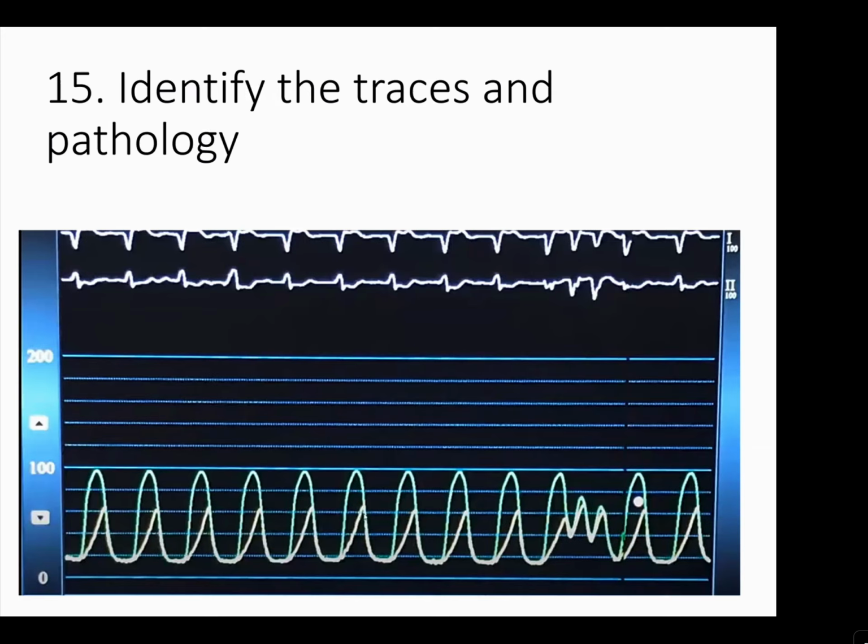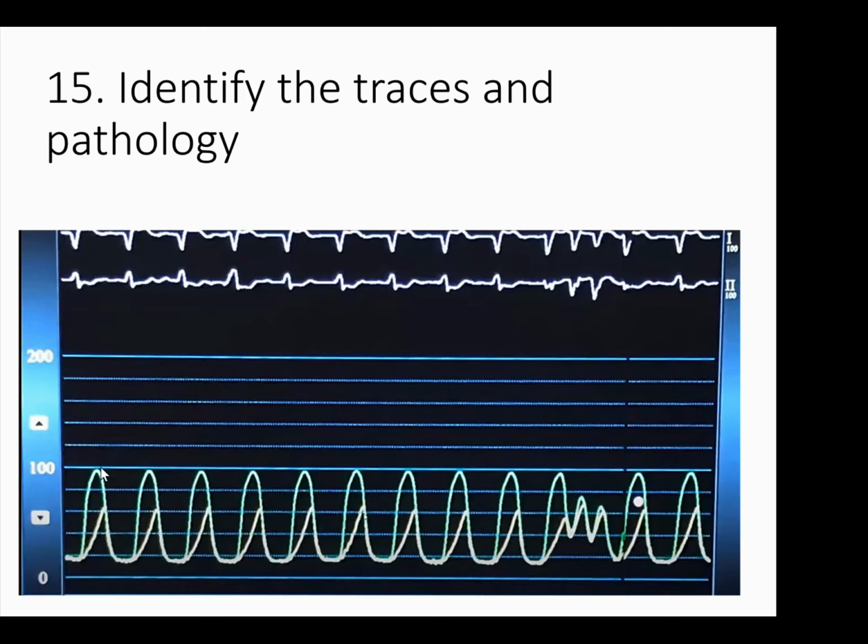over-damped trace. In the over-damped trace, we are seeing blunted waveforms. The waveforms are not very sharp. So this is an over-damped trace. One thing you have to tell in the exam: if you are seeing very peaked pressure, this is under-damped. If you are seeing very rounded contours, this is an over-damped trace.